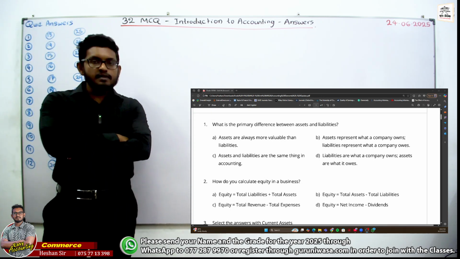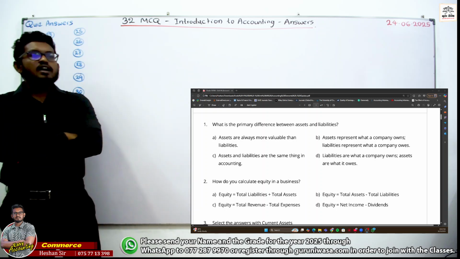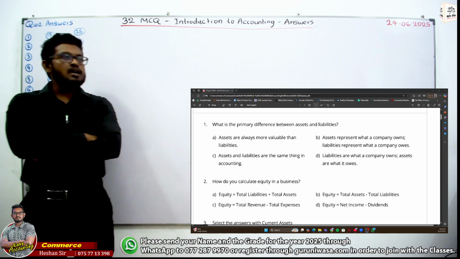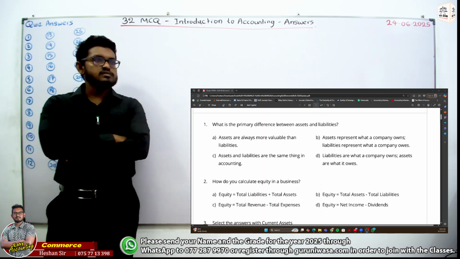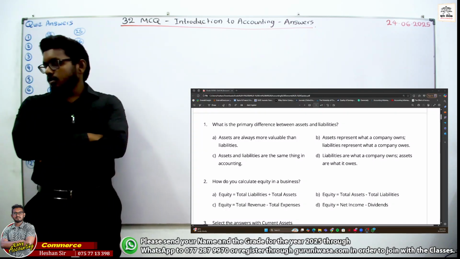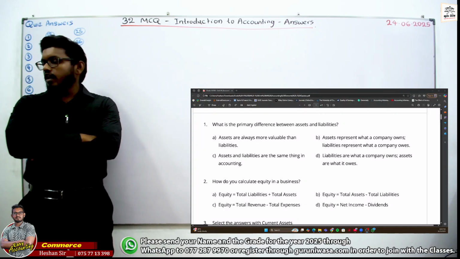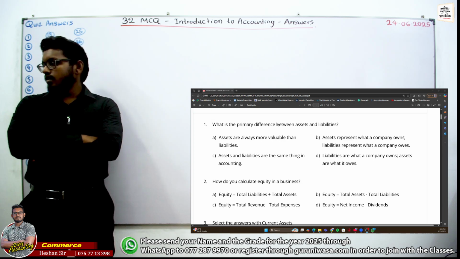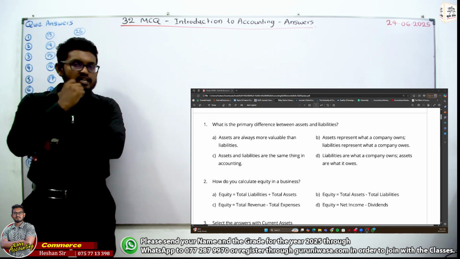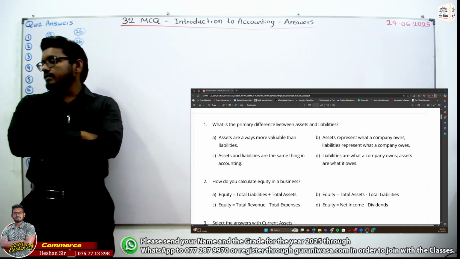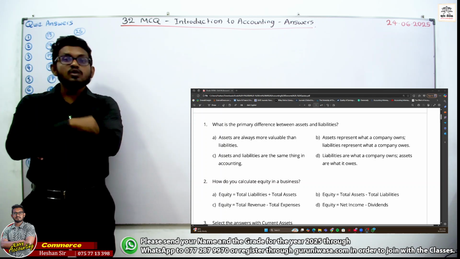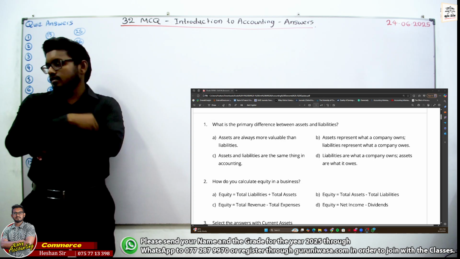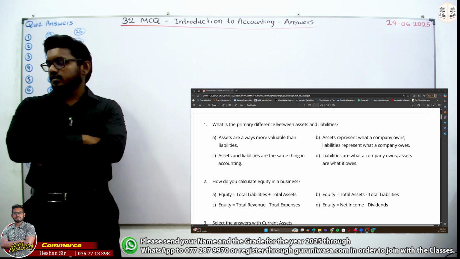Assets means things that belong to the business. Liability means payables of the business. Am I clear to you guys? Option: assets are always more valuable than liabilities. No, we can't take it like that. Assets represent what a company owns. Liabilities represent what a company owes. That is the main difference.